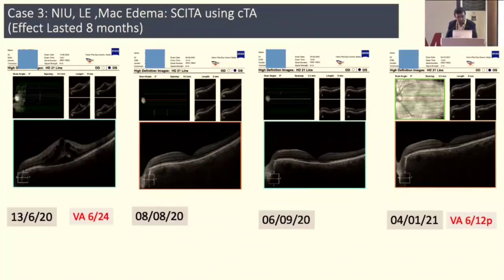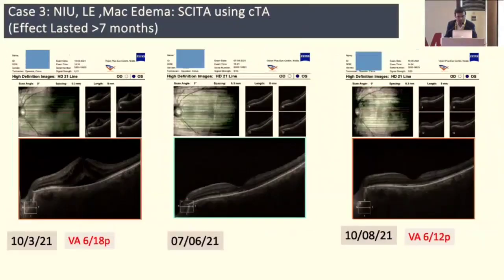So we did this in this particular patient, and you see the effect of this triamcinolone lasted for 8 months. There's no single agent available anywhere in the world where you can have an effect lasting in a patient for 8 months. The same patient came back, and the next time we injected, the effect lasted for 7 months. So over a period of 4 years, I've injected this patient 4 times, and the patient has responded extremely well and is doing well.